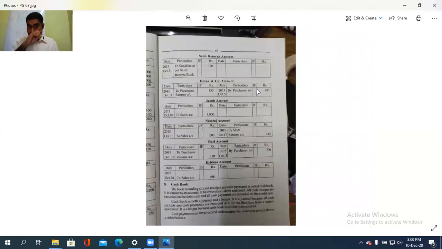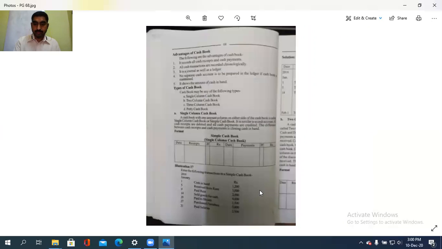So that is the case with regard to the subdivisions of the journal: purchases day book, sales day book, purchase returns book, and sales returns book. Those are the four subdivisions of the journal. Another important subdivision is the cash book, where all cash received and payments are recorded. So we will see what a cash book is.